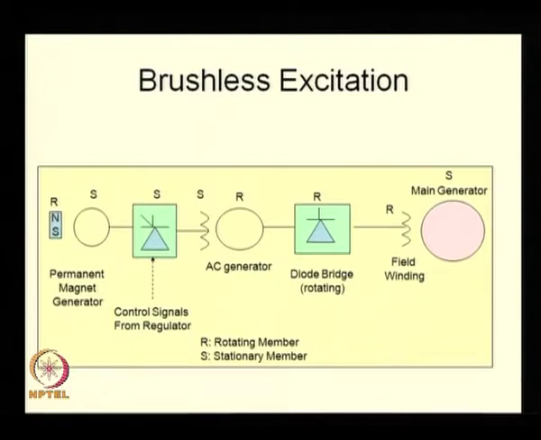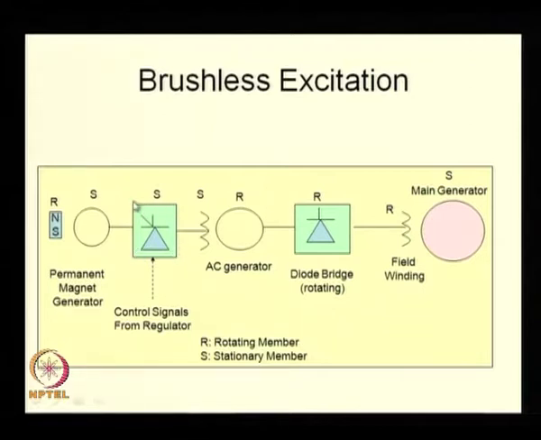What you have essentially, I will just try to describe it here, is a rotating permanent magnet in a permanent magnet generator. A rotating permanent magnet causes voltage to be induced in the stator, the stationary part of the permanent magnet generator. The voltage output of the permanent magnet generator is fed to a controlled rectifier.